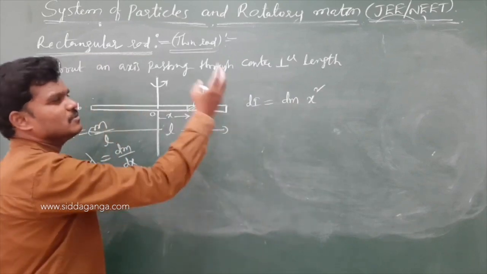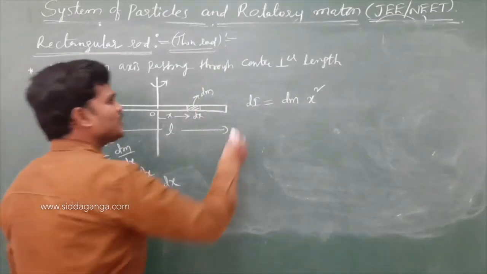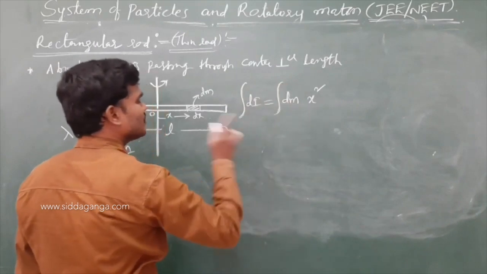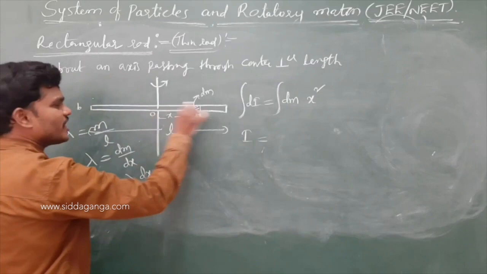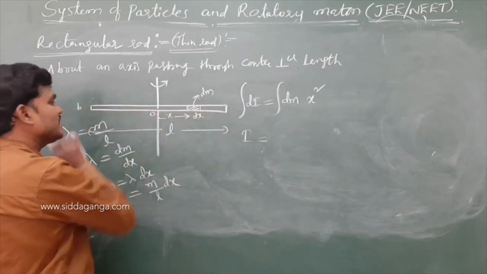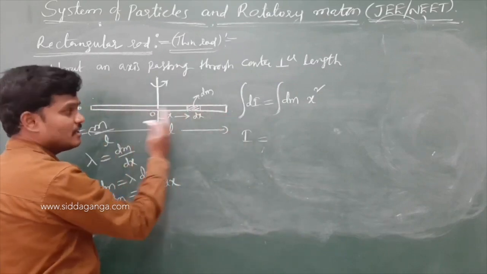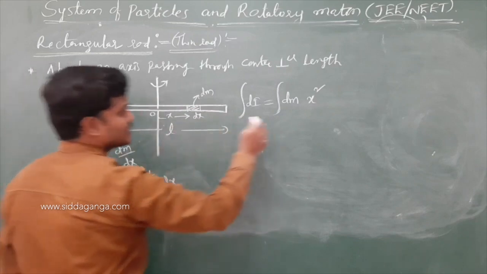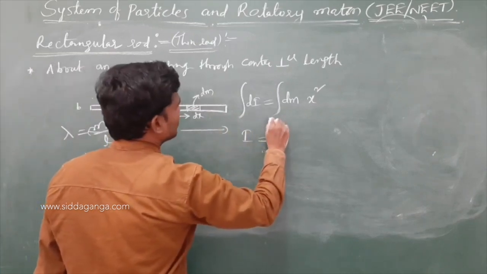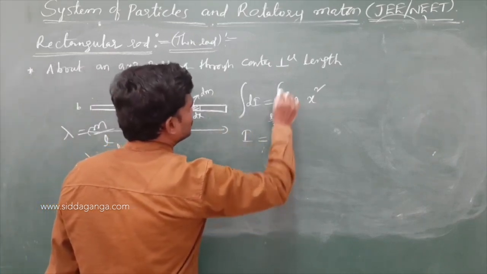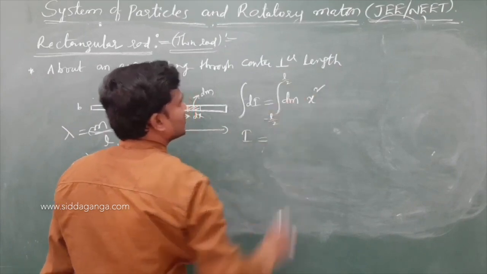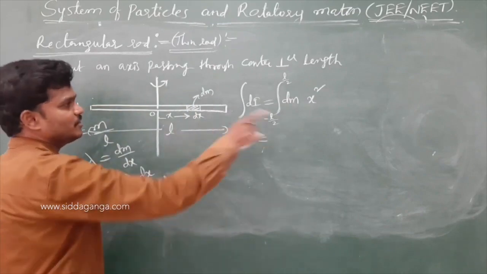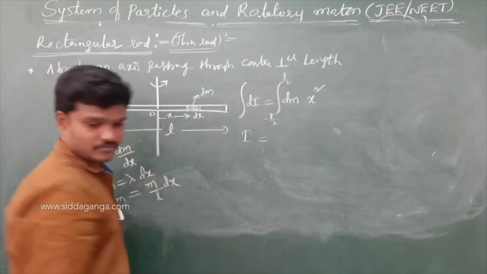Like I is equal to mr square. Apply the integration. The limits you decide. If I move to the right side, plus L by 2, and the left side, minus L by 2, because this is the middle point. So the limits are from minus L by 2 to plus L by 2.